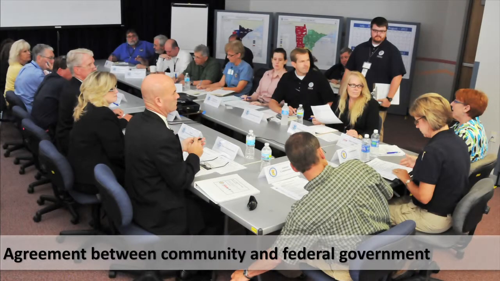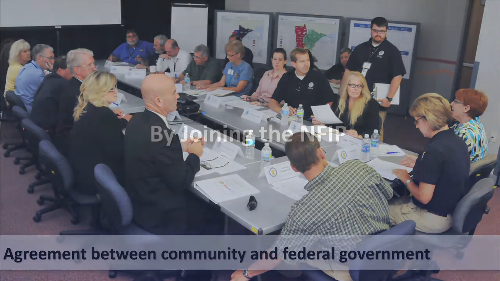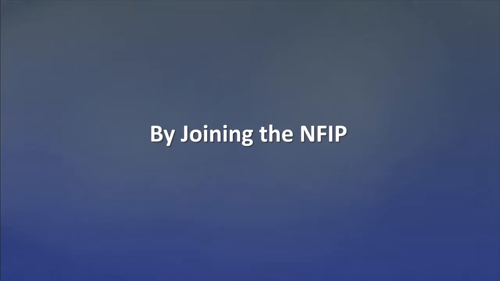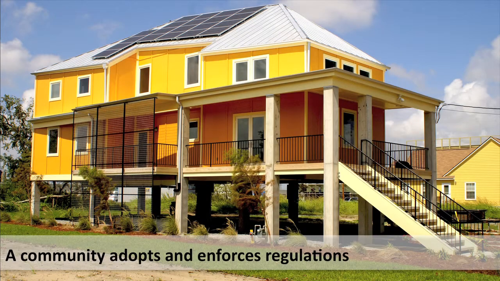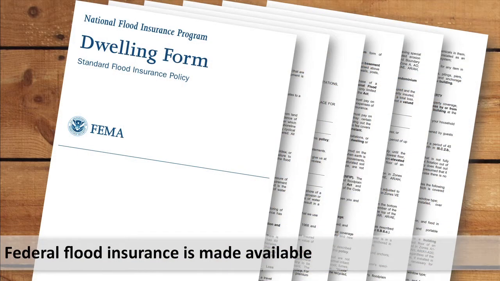The NFIP is based on a mutual agreement between a community, generally meaning a local government, and the federal government. By joining the NFIP, a community commits to adopting and enforcing regulations addressing development in floodplain areas. In return, federally guaranteed flood insurance is then made available to property owners in the community.